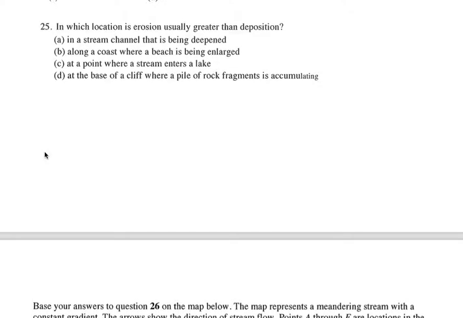25. In which location is erosion usually greater than deposition? Is it A, in a stream channel that is being deepened, B, along a coast where a beach is being enlarged, C, at a point where a stream enters a lake, D, at the base of a cliff where a pile of rock fragments is accumulating?